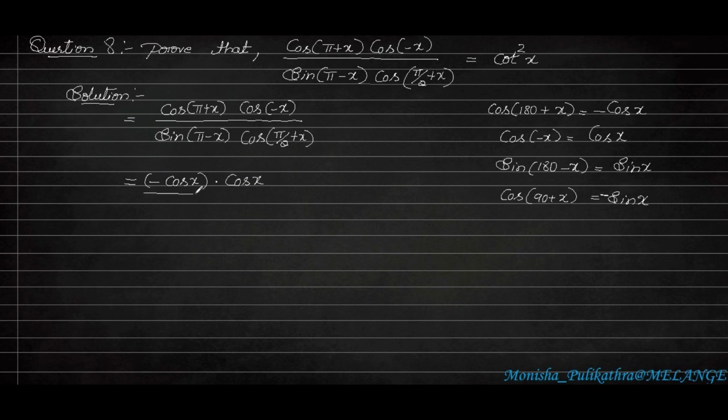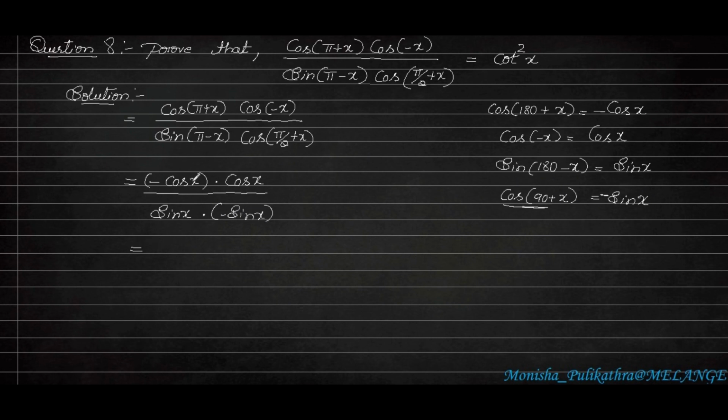So next in the denominator, sin(180 - x) will be sin x. And cos(pi/2 + x), that is cos(90 + x), is minus sin x. Because whenever cos and 90 come, it will change into sin. So sin x, and if it is plus, then it will become minus sin x. So it is minus sin x.